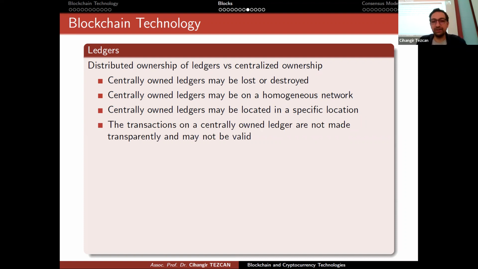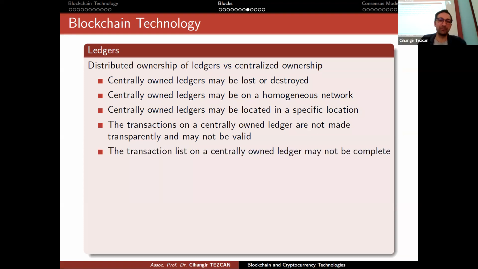The transactions on a centrally owned ledger are not made transparently and may not be valid because we don't know what happens, because it is not transparent. So you know that you received some money from your friend because your bank says that you received such a thing. But what if they don't tell you, even if you received it, right? You have to trust your bank.